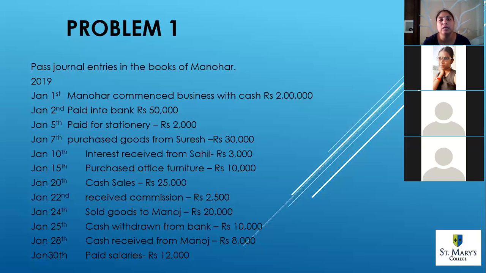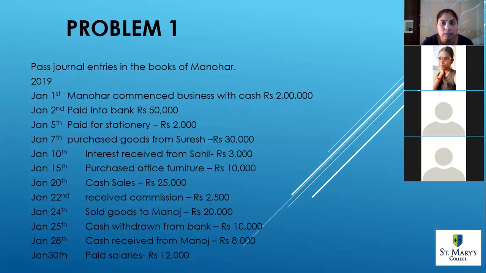We'll move forward to the next entry, January 24th, sold goods to Manoj, 20,000. Now here he's clearly indicating the name of the person. We have sold goods to Manoj. He is giving us the name of the person. It implies that it is a credit transaction. So we need to create Manoj's account because we have sold goods to him. He will pay us the amount later. We need to remember him so that he can give us the amount later.